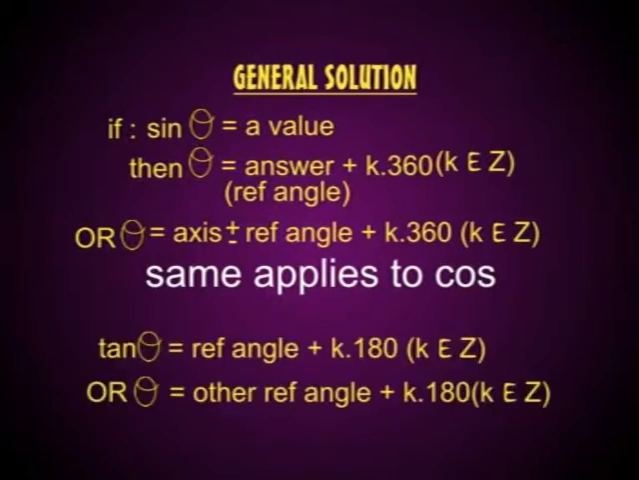For tan, it is slightly different because the tan graph repeats itself at 180 degree intervals and not 360 degrees, as is the case with sine and cos. Therefore, if tan theta is equal to a value, it means that theta is equal to our reference angle plus k times 180 degrees, where k is an element of integers, or theta is equal to the other reference angle plus k times 180 degrees, again where k is an element of integers.